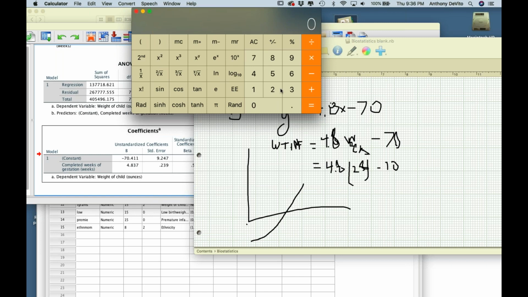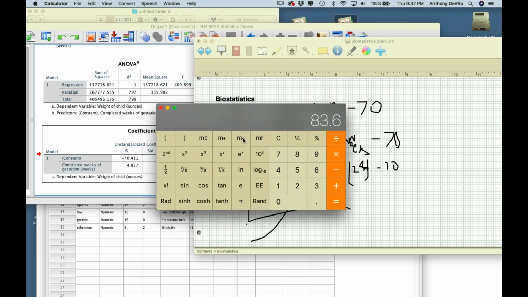Well, at 32 weeks, it would be 4.8 times 32 minus 70, which is equal to 83 ounces. So we have something that'll help us predict what the value of this other variable is, the weight of the infant, based on the weeks of gestation. Well, how good a predictor is that really?